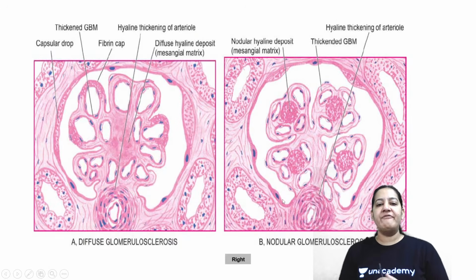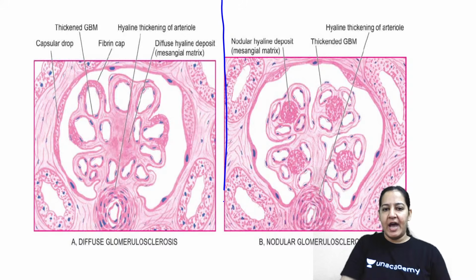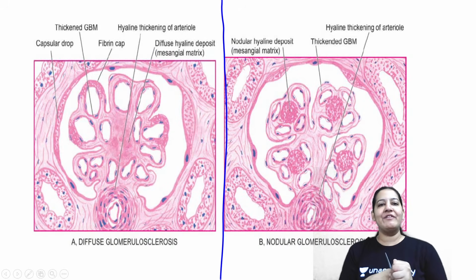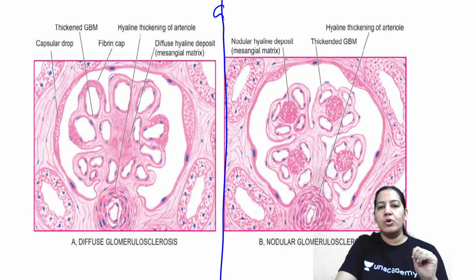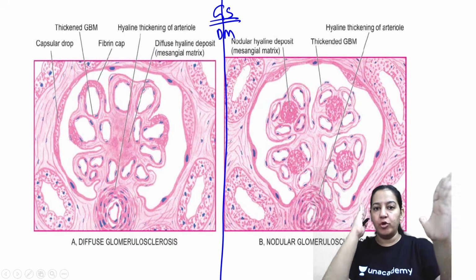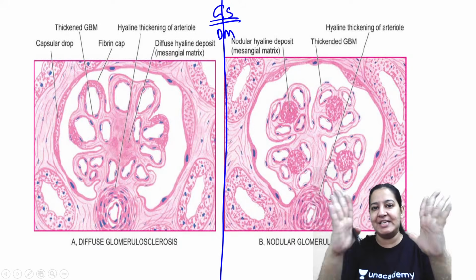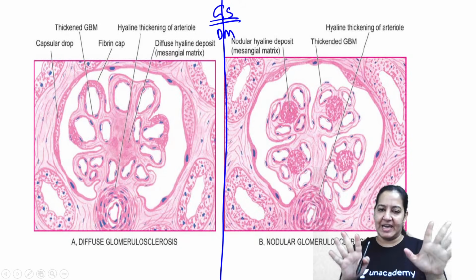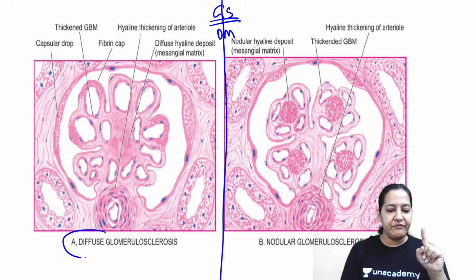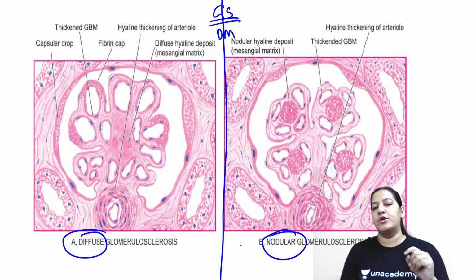Now compare the two. Everyone compare the two. The two diagrams are in front of you. No one will teach you with such simplicity. See, the two types of glomerulosclerosis seen in diabetes mellitus. In type 1 also, type 2 also, anything can happen. In both of them, they can occur. The first one is the diffuse and the second one is the nodular, right?